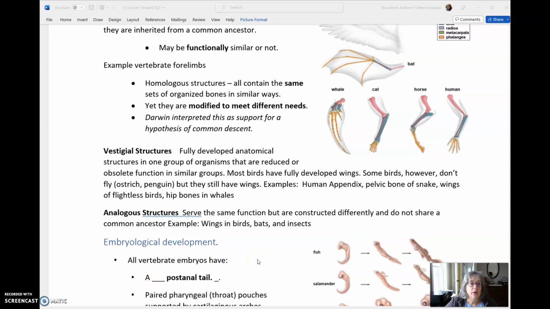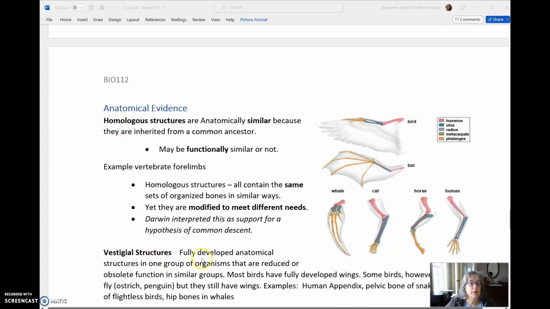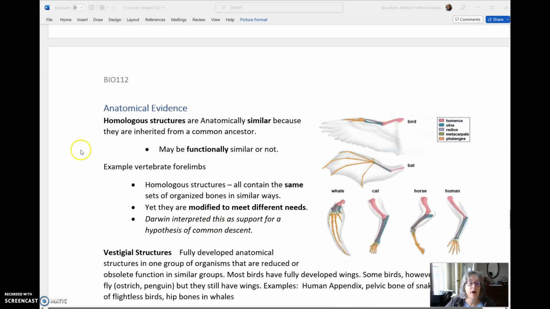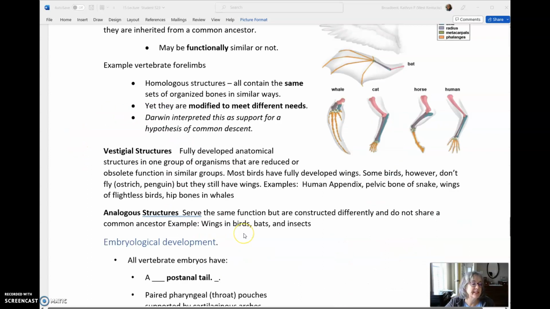Analogous structures, and it's really easy to confuse these with homologous, but analogs serve the same function, but they're constructed differently, and they don't share a common ancestor. So this would be something like how insects, bats, and birds all have wings, but the wings are made differently. They're not the same. So that is our anatomical or structural evidence.